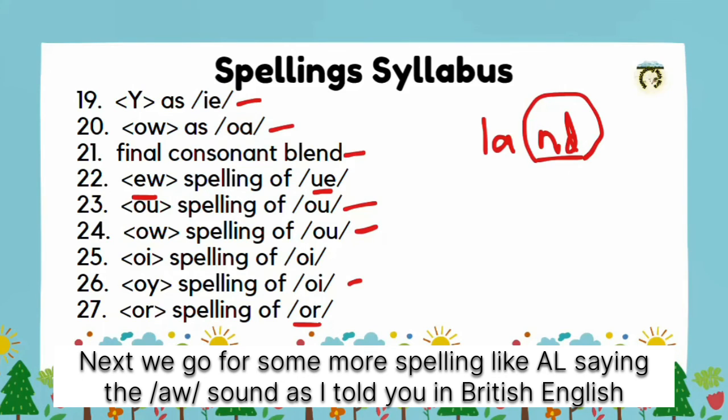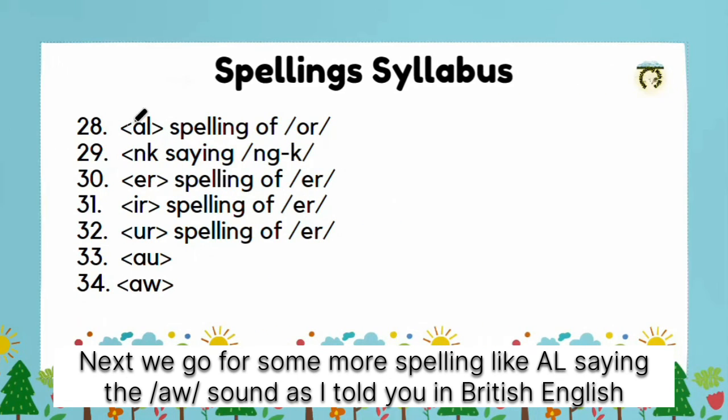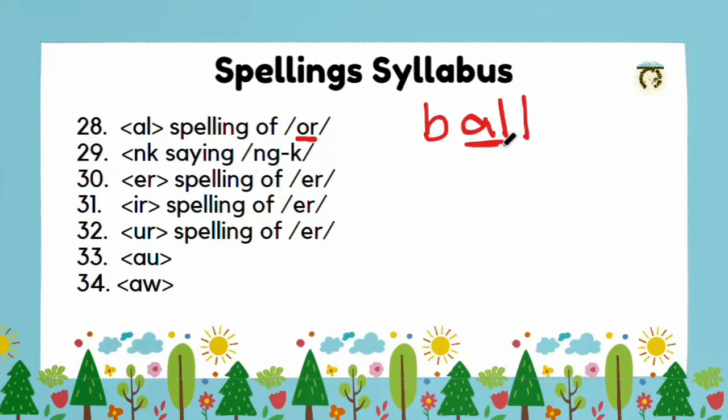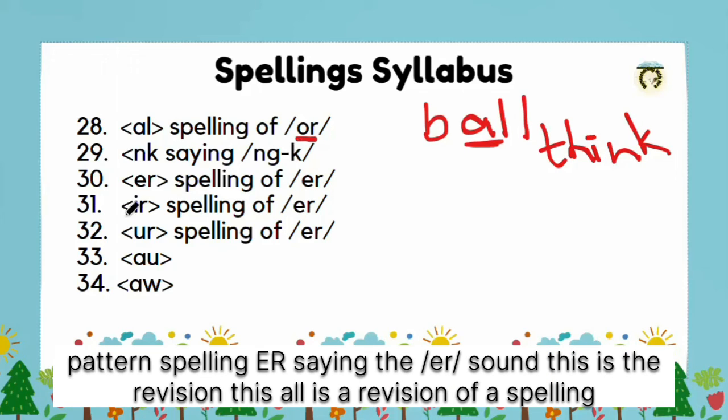Next, we go for some more spellings like AL saying the AW sound. As I told you, in British English, this is the AW sound. So AL as in ball. So AL may say the AW sound like this, okay? Then we have NK together saying the ng sound as in think or thank, right? So the NK pattern spelling. ER saying the R sound. This is the revision. All this is revision of spelling, okay?